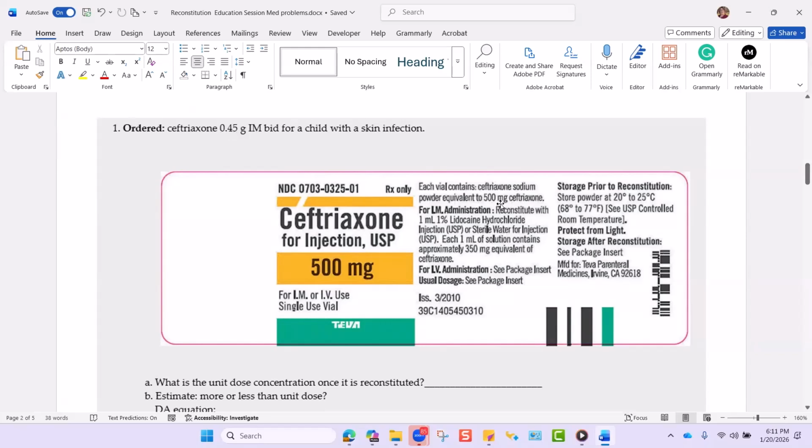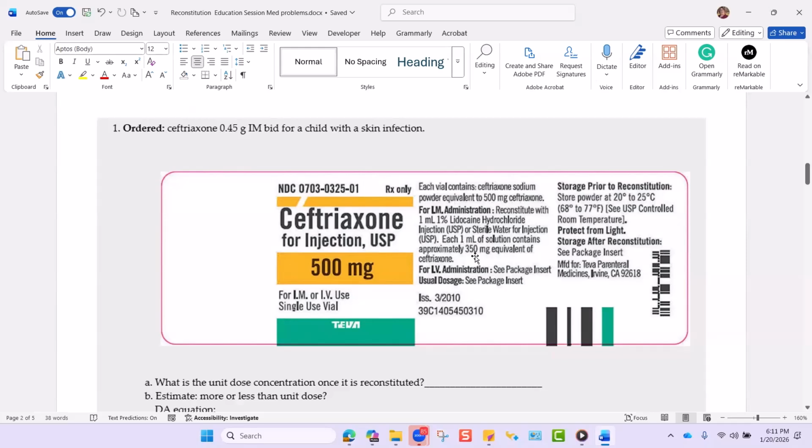I have 500 milligrams of ceftriaxone in my hand. Reconstitute with 1 ml of lidocaine. That's unusual, but it must burn when we give it. Okay, injection or sterile water, okay? But boy, if I could get my hands on lidocaine, that's what I would use. So you'd have to check with pharmacy on that one because they're going to send up what you're going to mix with. Each 1 ml of solution will contain approximately 350 milligrams of equivalent.